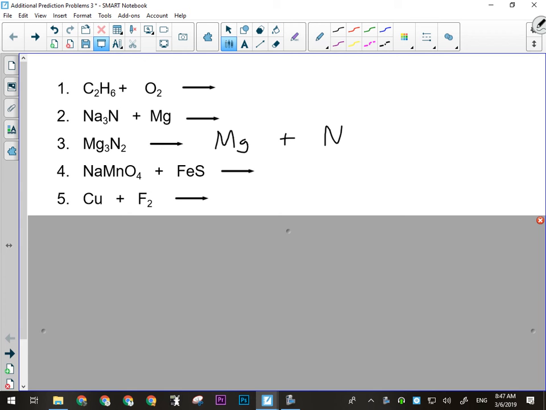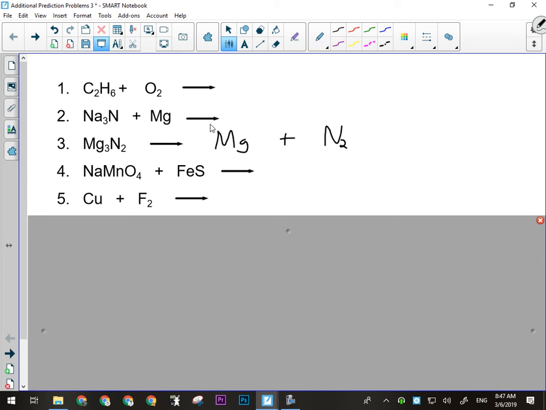They're both elements, so I don't have to do any swapping and dropping. But I need to look for special elements. Is magnesium a special element? No. Is nitrogen a special element? Yes. How special? It's a 2. Okay, so now I've got that part right.